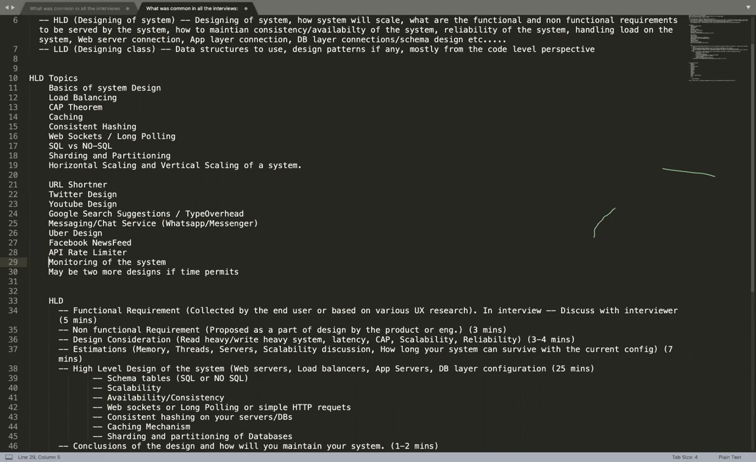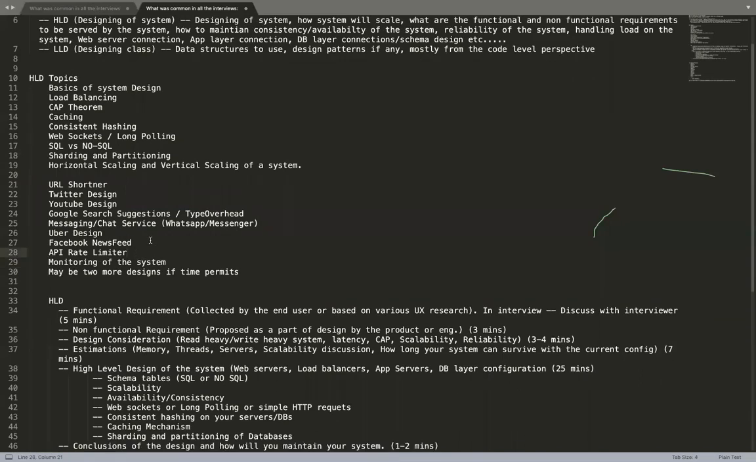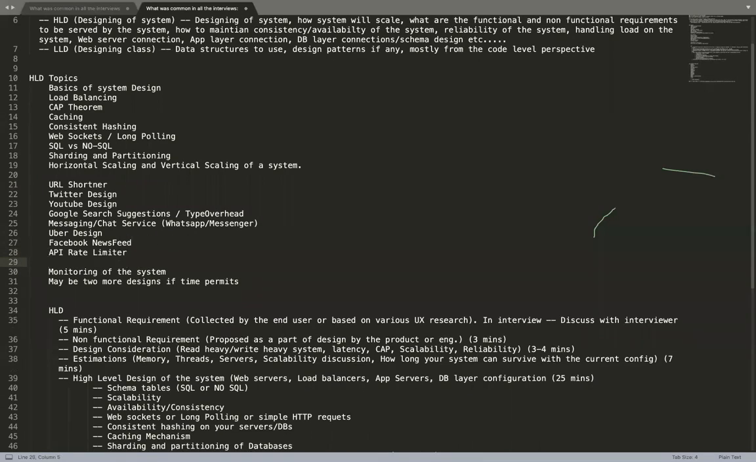My second one is, if you can design Amazon or Flipkart or any kind of e-commerce application as an example, that would be great. Okay, let me add that as well. Cool. Thanks, Prakhar. No worries.